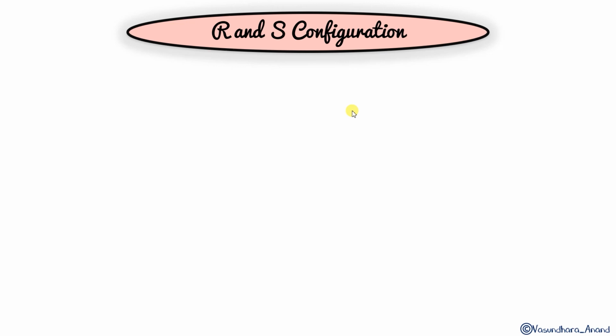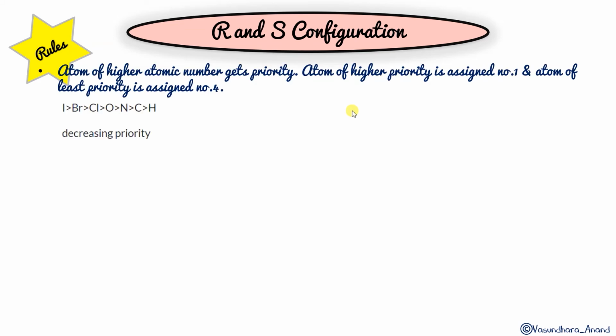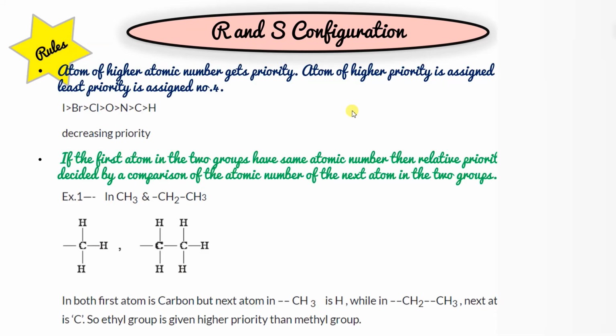Yes. Now let's move to this R/S configuration, which is an important part. So there are a few rules we are supposed to learn. An atom of higher atomic number gets priority. That is quite clear, you must know that. An atom of highest priority is assigned number 1 and an atom of least priority is assigned number 4. This is the point, and 2 and 3 we will decide in between. We will go one by one. So in decreasing priority, this is I because of more molecular mass, more atomic number.